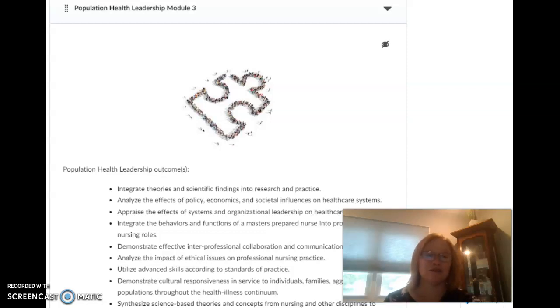We're also going to take a look at some of the chapters that are listed within the module. I would like you to familiarize yourself with those readings and think about how those aspects can impact population health and the shifts in healthcare.